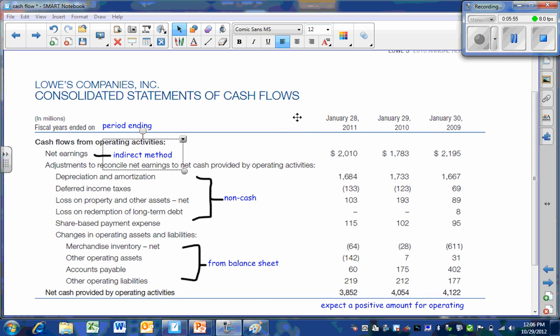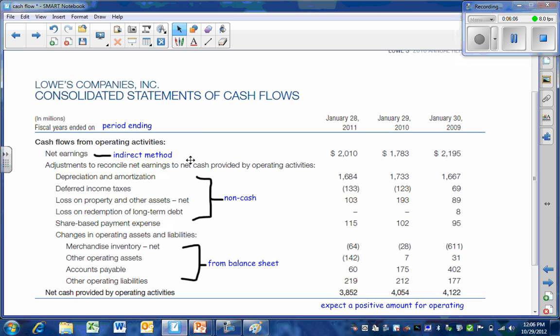Okay, this is our statement of cash flow from the Lowe's Corporation, the same one we used to look at the income statement and balance sheet in previous videos. And again, the first thing we're going to note here is that the statement of cash flow covers a period. We present 3 here in the Lowe's cash flow for good comparative data for our users. And it begins with net earnings, which is, of course, another way of saying net income, which indicates that Lowe's is using the indirect method.